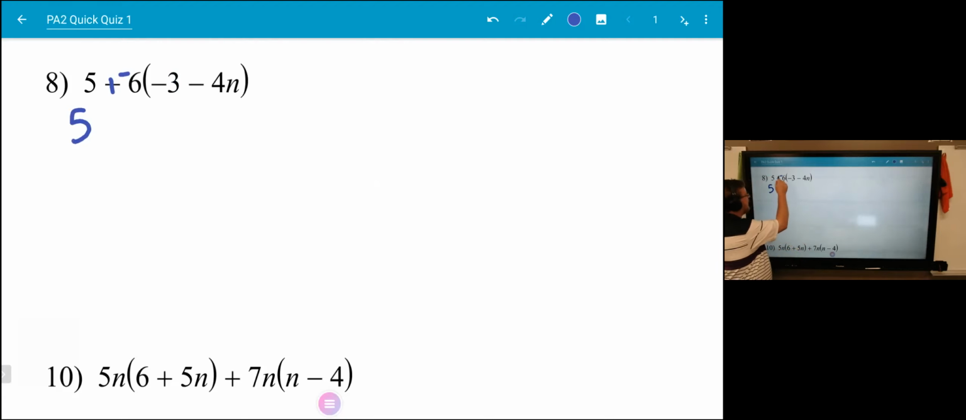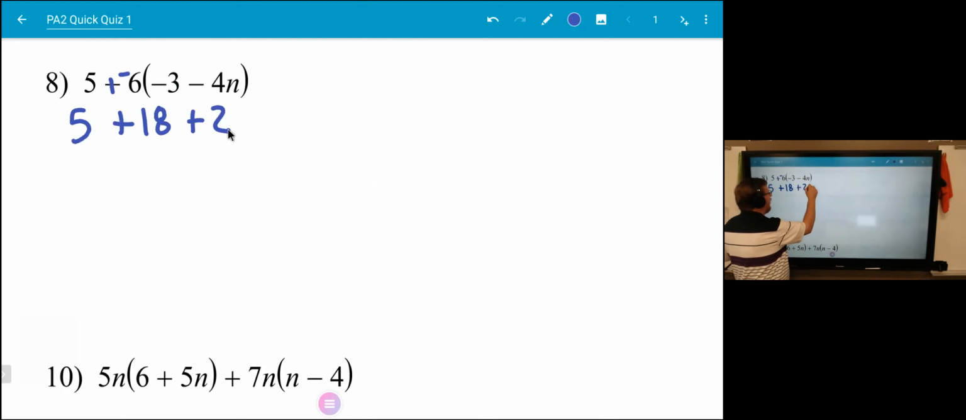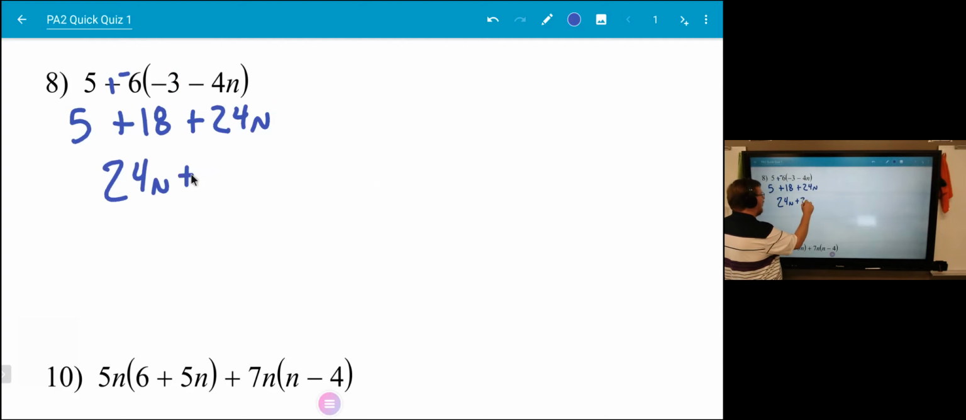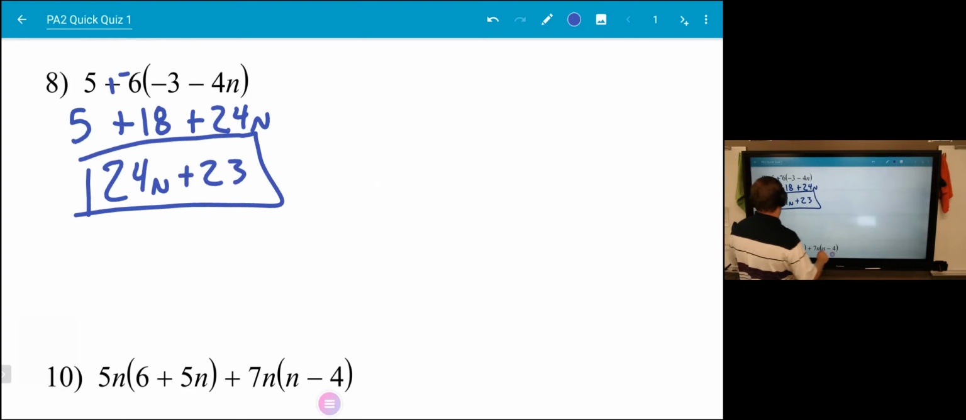Distribute the negative 6. So negative 6 times negative 3 is a positive 18. Negative 6 times negative 4n, positive 24n. 5 plus 18 is 23. I like to write the variable stuff first. 24n plus 23. There we go on that one.